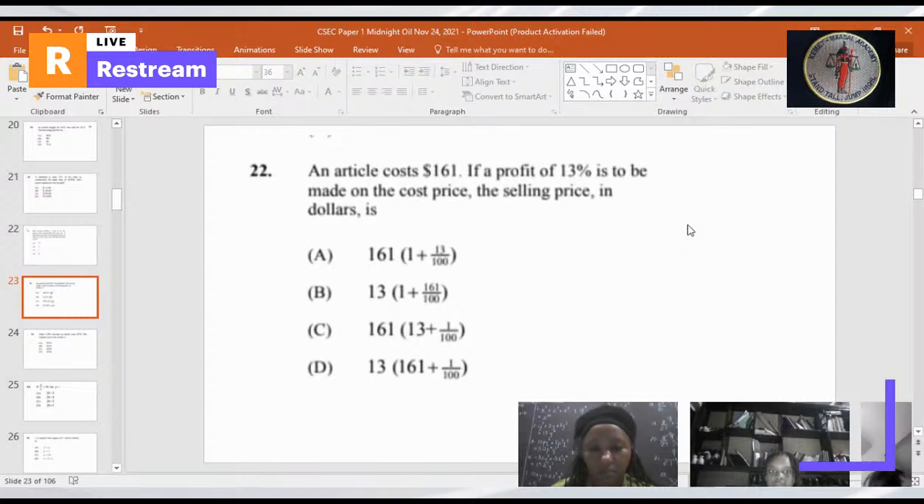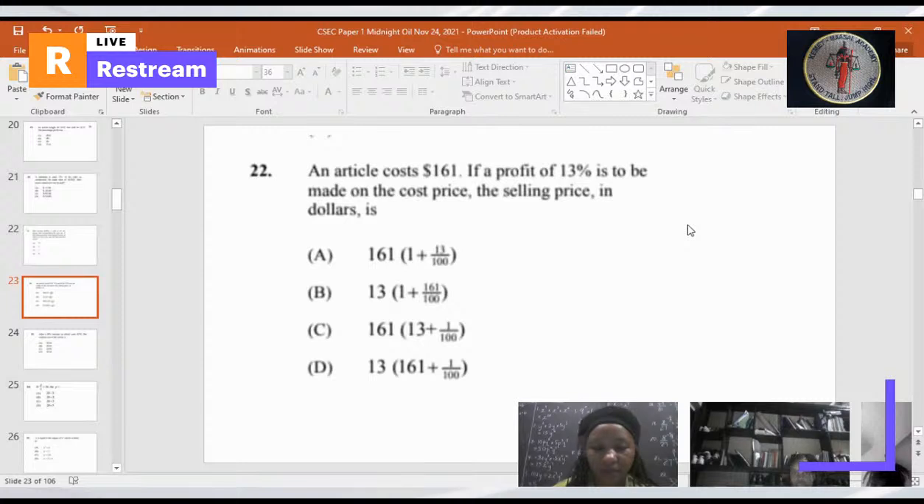Oh, you want to find the selling price. So 161 is the cost. Miss, so the 13% would be what was already in the $161? No, it costs 161 and you're going to make a 13% profit on the cost price. So what would you have to sell it for?